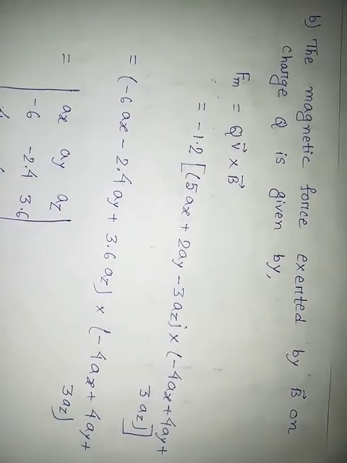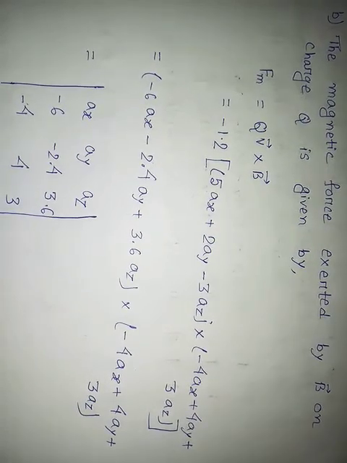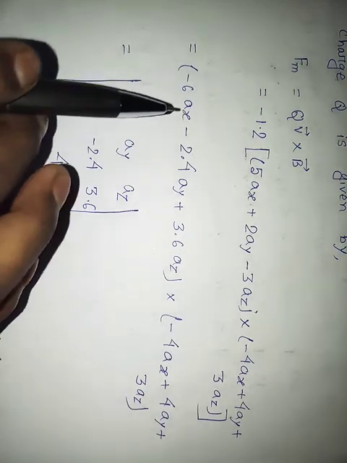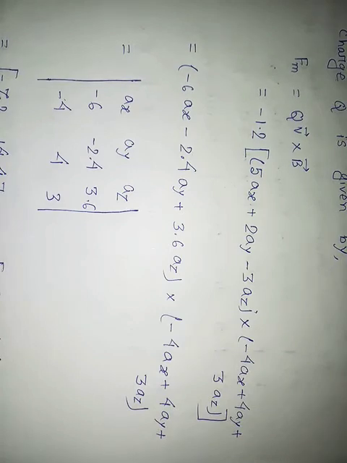flux density, we know the magnetic force Fm equals charge into velocity cross magnetic flux density. So our charge is minus 1.2 and velocity is 5ax plus 2ay minus 3az, cross density, which is also given in our question, minus 4ax plus 4ay plus 3az. After solving the first part, that is after multiplying minus 1.2 with both terms, our result is minus 6ax minus 2.4ay plus 3.6az, and the remaining part is the same.